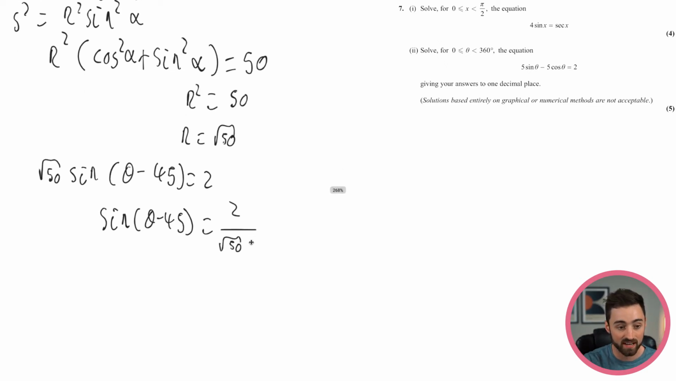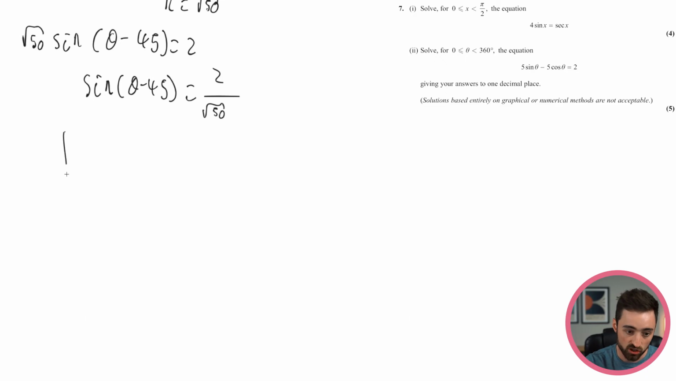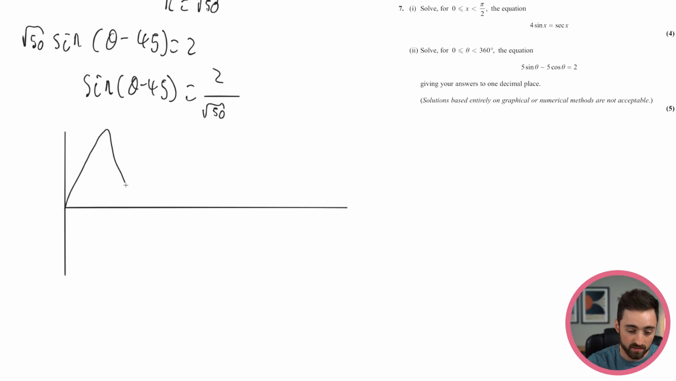At this point, I can start thinking about my solutions. So the sine graph looks like this. Now, my range for theta is between 0 and 360. I'm actually shifting this down by 45 degrees. So my actual range is going to be about 45 degrees this way.